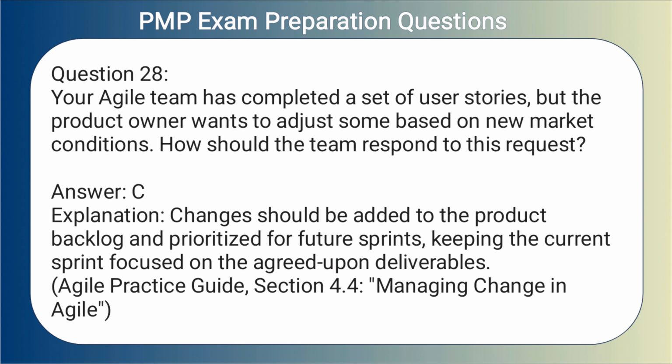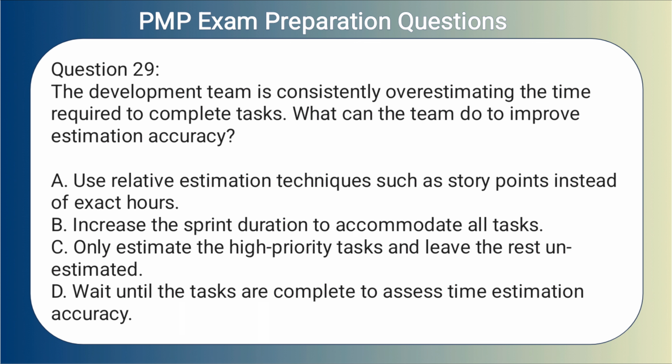Answer. C. Explanation. Changes should be added to the product backlog and prioritized for future sprints, keeping the current sprint focused on the agreed-upon deliverables. Question 29. The development team is consistently overestimating the time required to complete tasks. What can the team do to improve estimation accuracy?